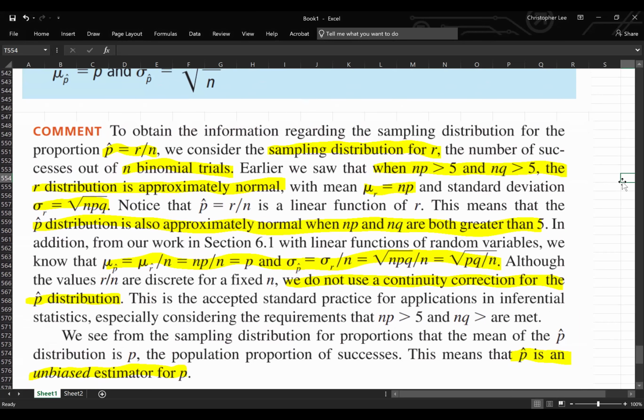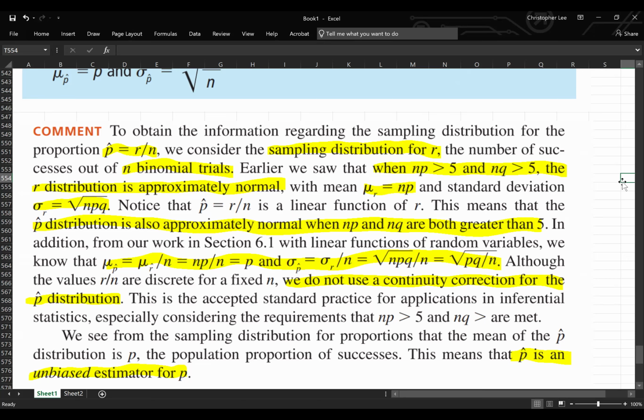All right. Let's make a comment real quick. So to obtain information regarding the sampling distribution for the proportion p hat, which is equal to r over n, we consider the sampling distribution for r, the number of successes out of n binomial trials. Earlier, we saw that when n times p is greater than 5 and n times q is greater than 5, the r distribution is approximately normal, with mean mu equal to n times p and standard deviation sigma equal to the square root of n times p times q.